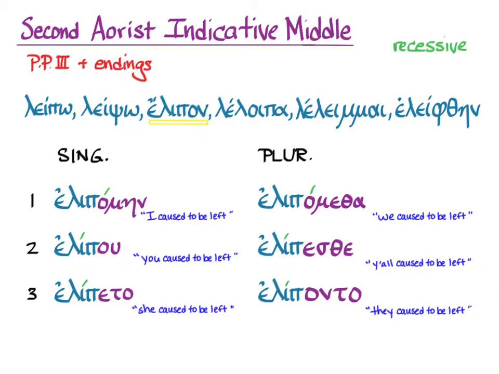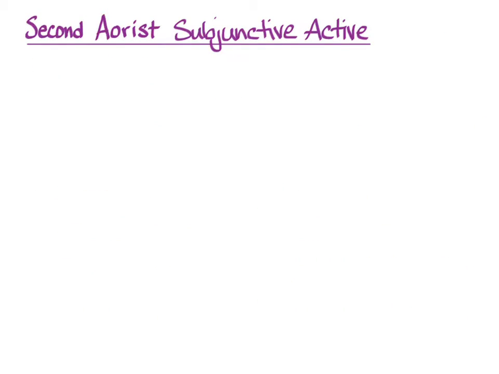But of course, we have more moods that we need to learn. Let's go now to the second aorist subjunctive active. Third principal part, and really everything we're going to do in this video is third principal part, because that's the only one that is, I want to say, irregular, but of course this happens quite a bit. You'll have many second aorists, so it's just a new pattern to learn.